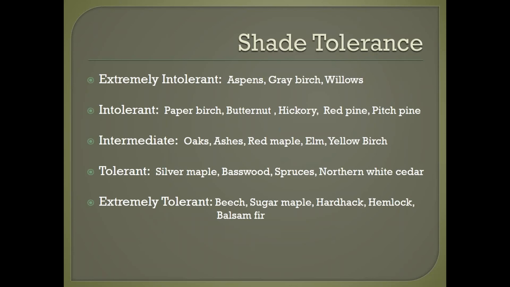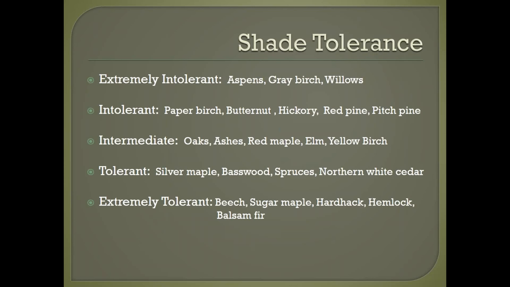And then we go up the gamut. A little bit more tolerant than the aspens are paper birch, butternut, hickory, red pine, pitch pine, until we get up to those very, very tolerant species that we know in our forests, including beech and sugar maple. Hard maple is a very tolerant species. Hemlock is the most tolerant species that we have.